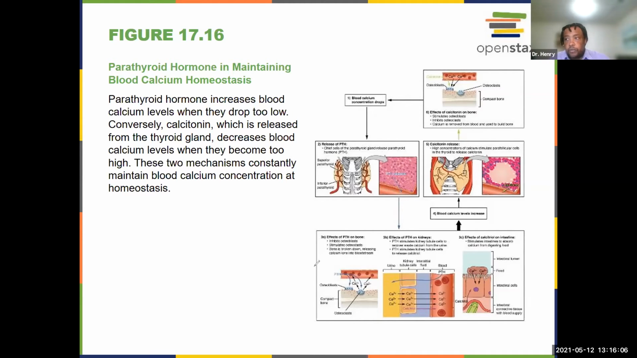And then as a result, it breaks down that calcium in our bones, and then it's able to go into the bloodstream. It also has effects on the kidneys. In the kidneys, the PTH is going to stimulate kidney tubule cells to recover waste calcium from the urine. It also stimulates the kidney cells to release calcitriol. Calcitriol stimulates the intestines to pick up more calcium from the food that we're digesting.